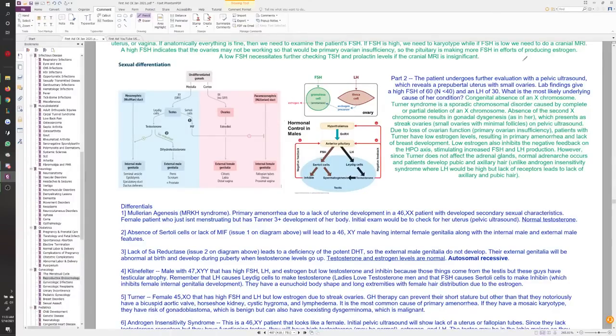So one of the most common answer choices, Turner syndrome, is actually one of the easiest answer choices to pick, because you're going to look for a whole compilation of symptoms. Absence of Sertoli cells, which we just talked about, right? So that we get. Number 3, lack of 5-alpha reductase. We just talked about that.